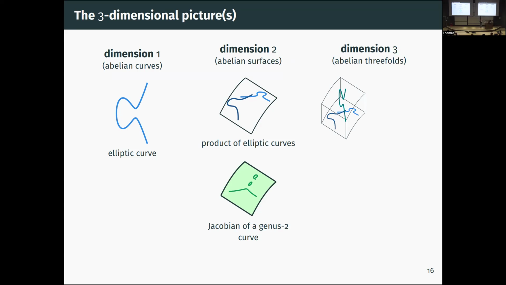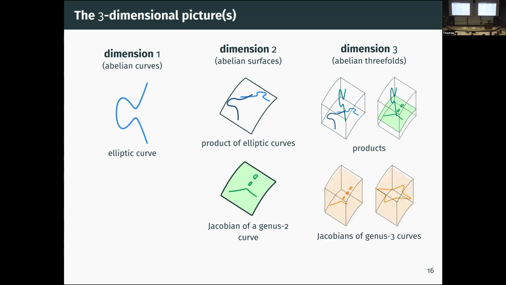And in a similar way, we also have that 1 + 2 is 3. So we can also take the product of an elliptic curve with a Jacobian of a genus 2 curve. This will also produce something of dimension 3. Again, those are not really the generic objects, but more the ones that do not appear so often.